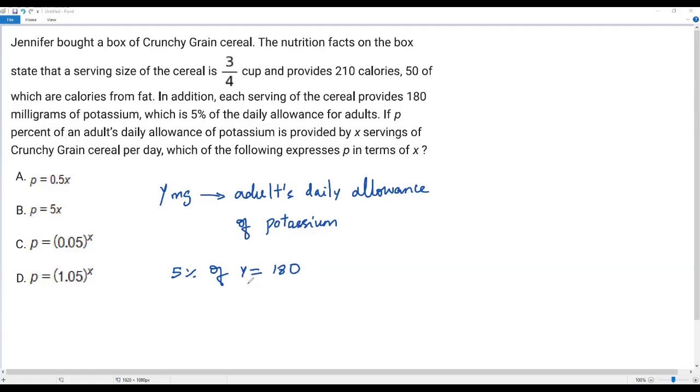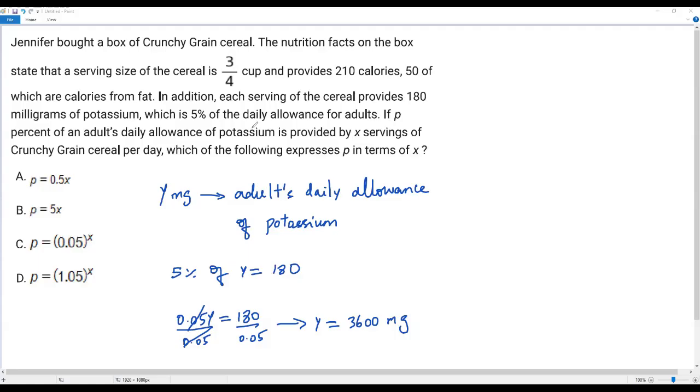Now we can solve for Y in this equation, which represents the adult's daily allowance of potassium. So 5% can be converted to a decimal, 0.05. The "of" can be written as multiplication, so we get 0.05 times Y equals 180. To solve for Y, we divide both sides by 0.05, so the 0.05 cancels out. Then Y equals 180 divided by 0.05, which is 3600. That is, the adult's daily allowance of potassium is 3600 milligrams.